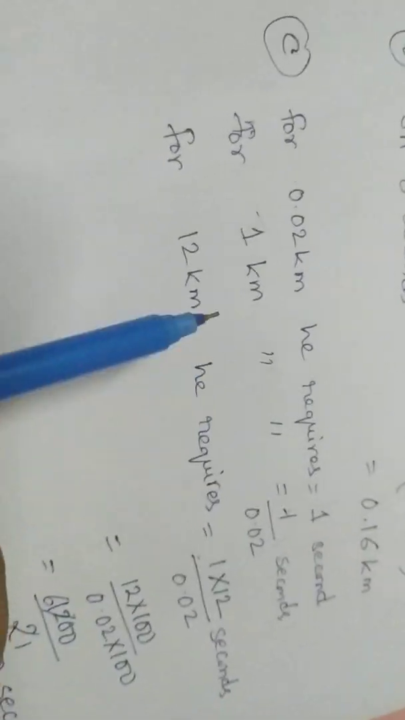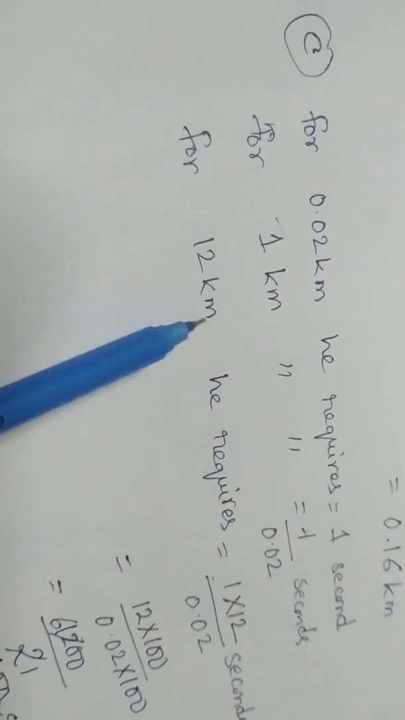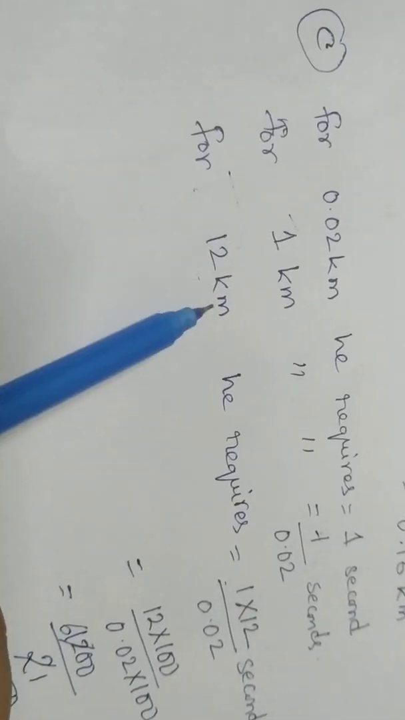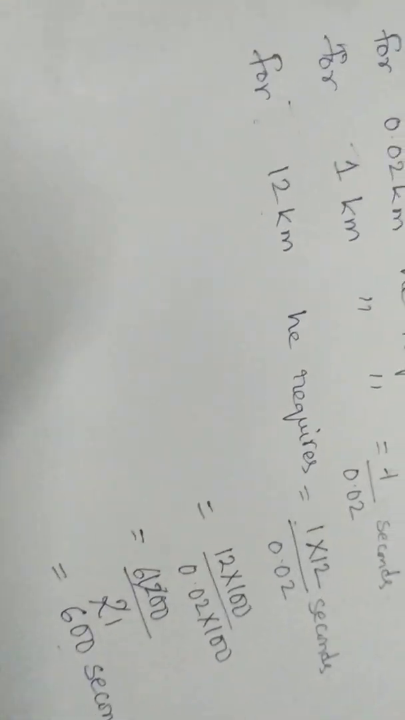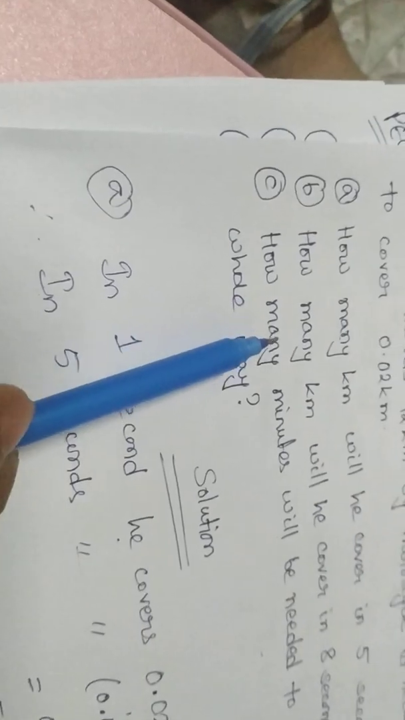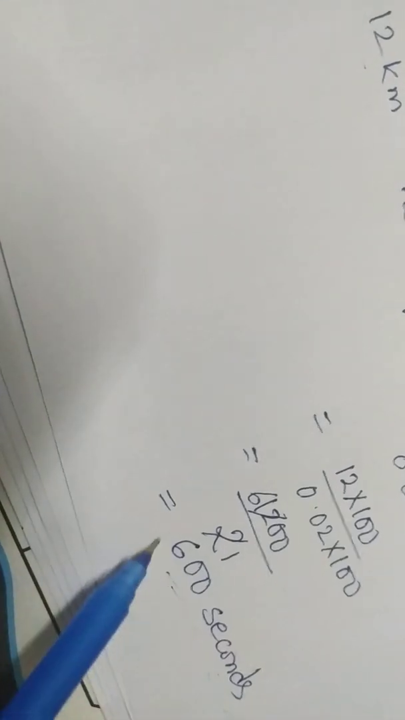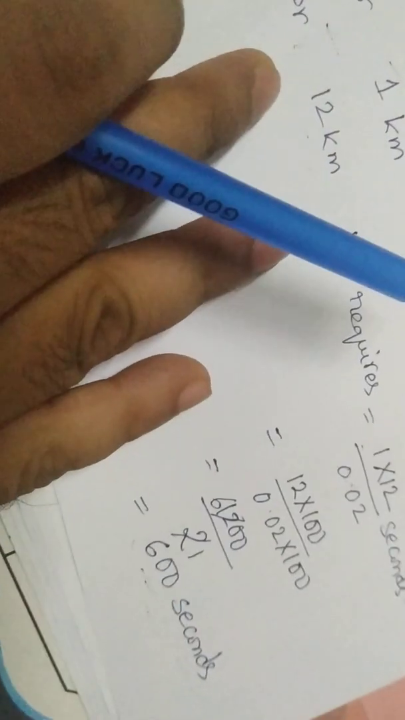So that means to travel for 12 kilometers, he requires how many seconds? 600 seconds. But the question is about how many minutes will be needed. So we need to actually convert this 600 seconds to what? Minutes.